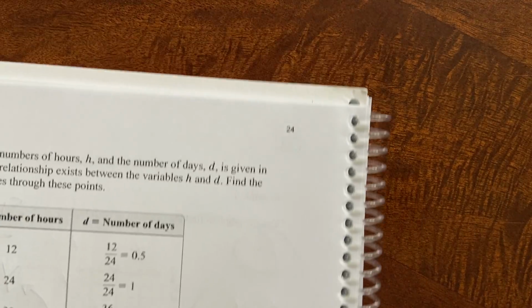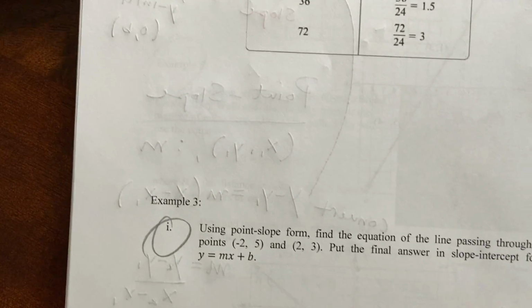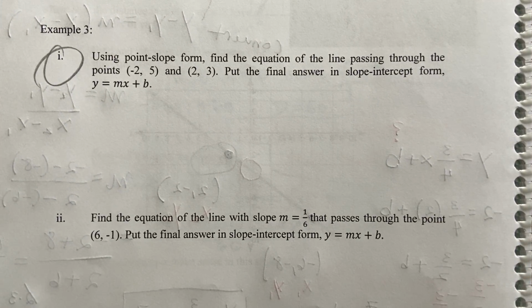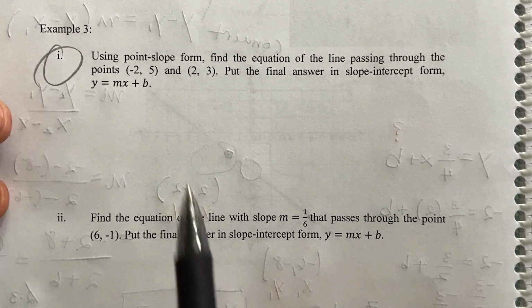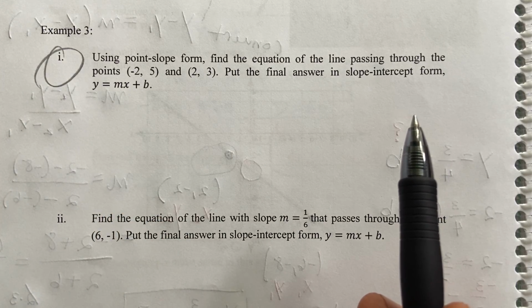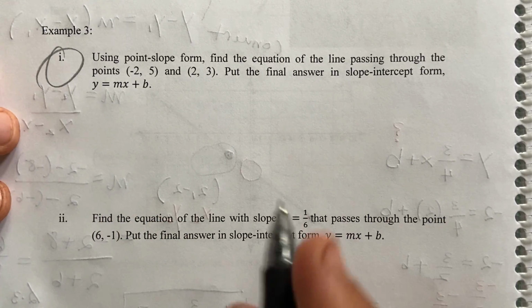All right, so going on to page 24. So this says, using point slope form, find the equation of the line passing through the points -2, 5 and 2, 3. Put the final answer in slope intercept form. Okay, so it says using point slope form. What if I just ignore it? I'm just going to ignore it.